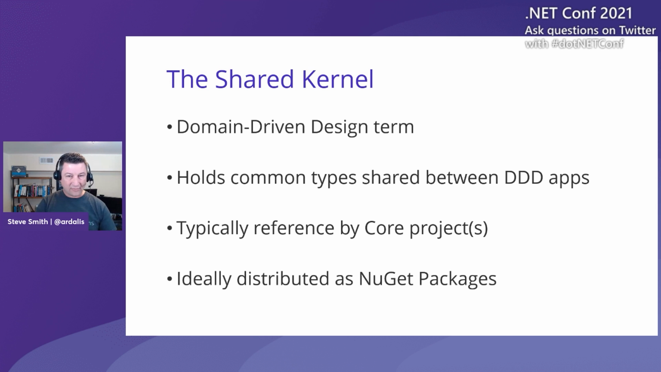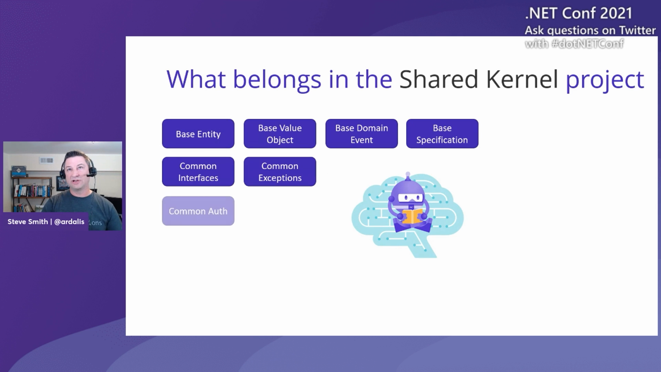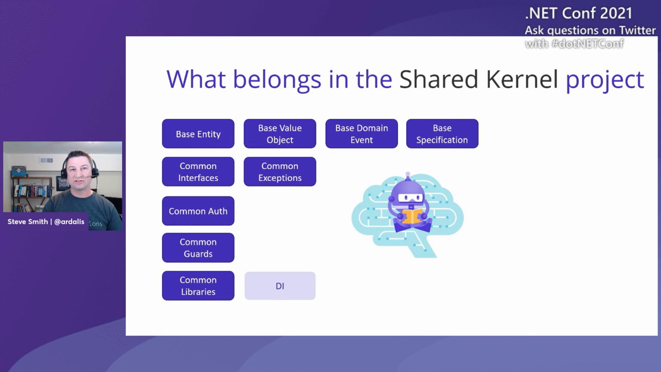Okay. So what goes in here? Well, this would be all your base types for different abstractions. I'm going to just show you all these, and then you can pause if you want when you're watching this recording. So base entities, base value objects, things like that. Common interfaces. If you've got the same type of authentication you're using everywhere, you might have certain interfaces that you want to keep here or user types that you want to keep here. Same thing for guard clauses, same thing for common libraries you want to apply. All that stuff could live in here.